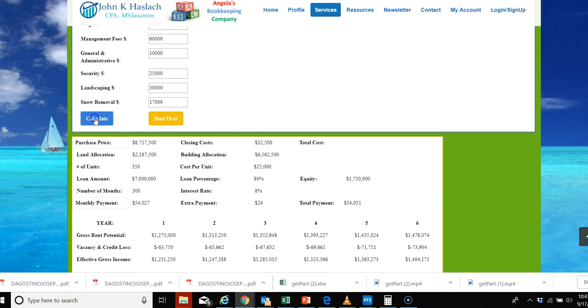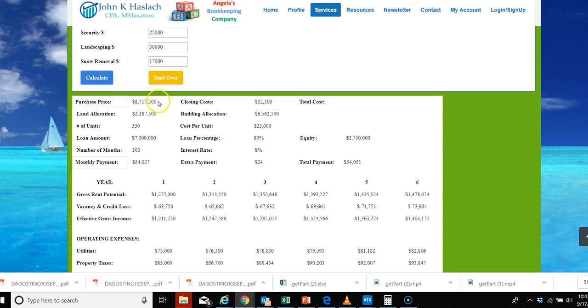Now, when you click Calculate, you come up with the calculations. Purchase price $8.715 million. Now, remember, we are allocating 25% to land. That's $2.8175 million. Building allocation, $6.62 million.